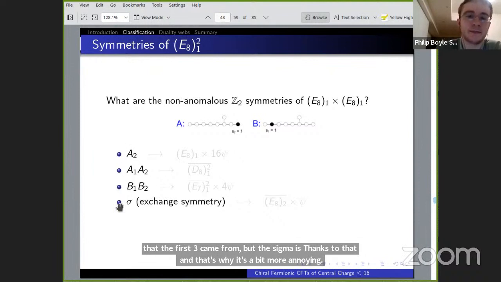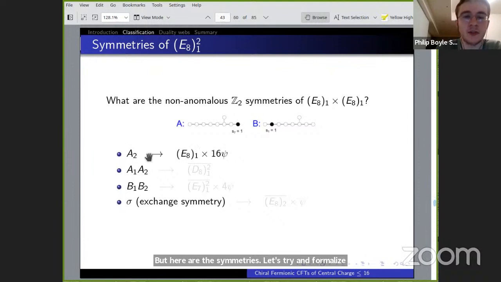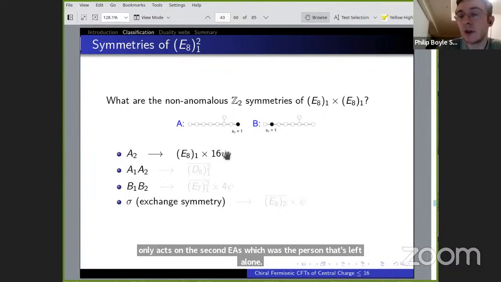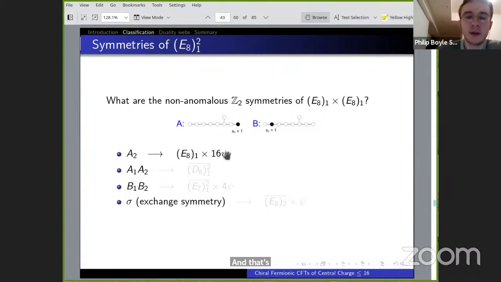Let's try and fermionize them. A2 is an easy one to deal with because it only acts on the second E8, which means the first one is left alone. We already know what it does to the second from the previous case. So that gives you E8 cross 16 psi.